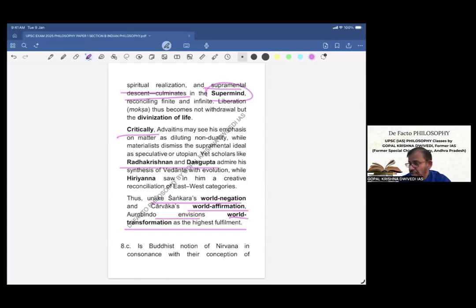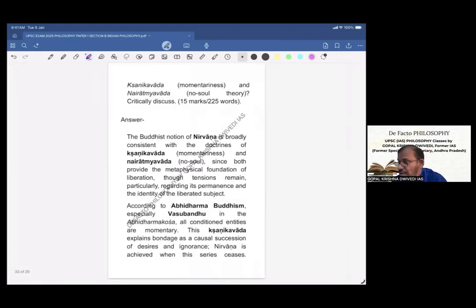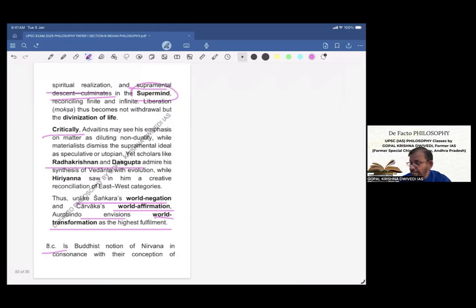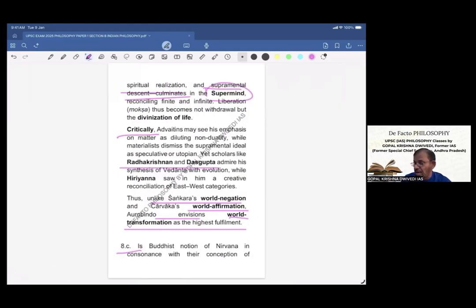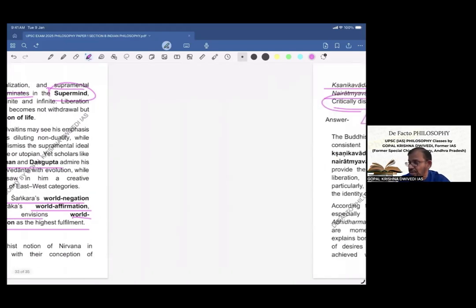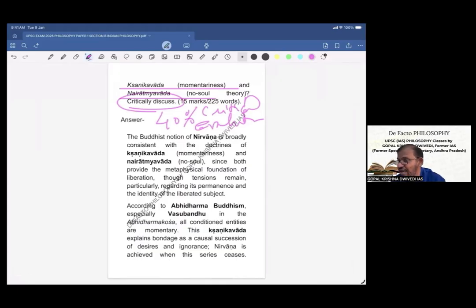Now we'll go to 8C, which is the last question of this section. Is the Buddhist notion of nirvana in consonance with their perception of Kshanikavada and Anatmavada? Critically discuss. So, critically discuss again: 40% will go for critical evaluation and 60% will be exposition. And the question, I will read it again: Is the Buddhist notion of nirvana in consonance with their conception of Kshanikavada and Anatmavada?